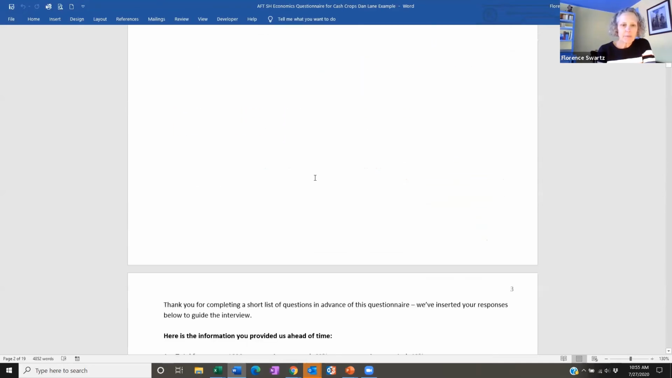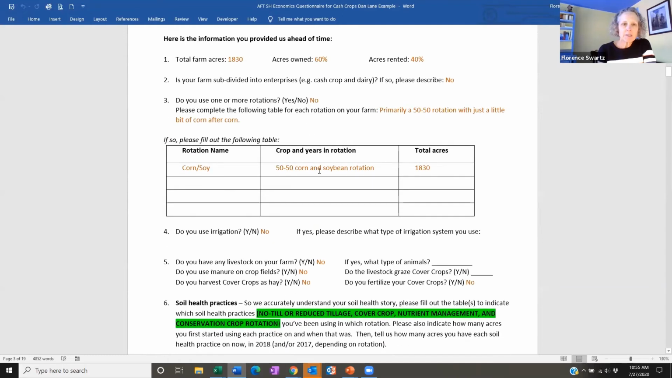Now we're getting into the part, this is the information that was collected ahead of time, that separate form, which we take and then plunk into the questionnaire so everything is in one document. It just makes it easier for going back and looking things up.